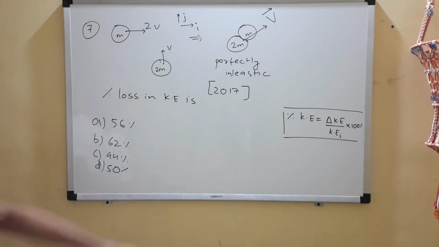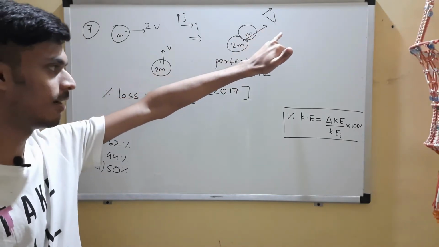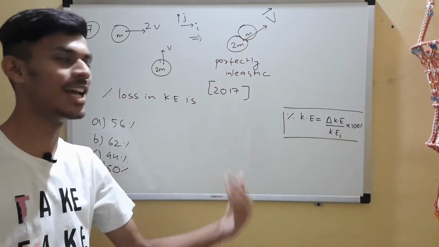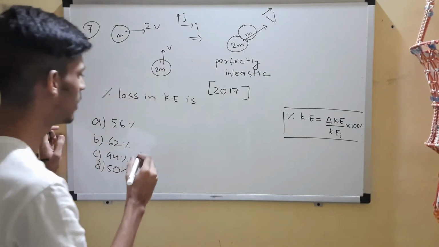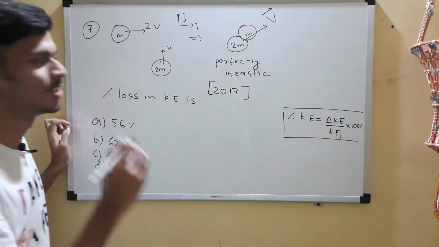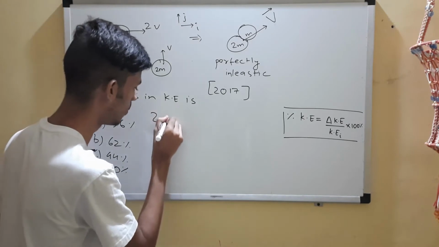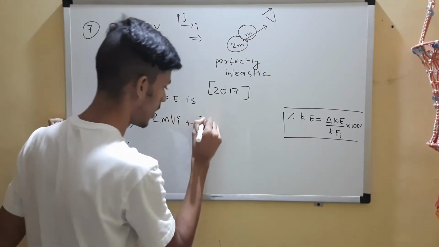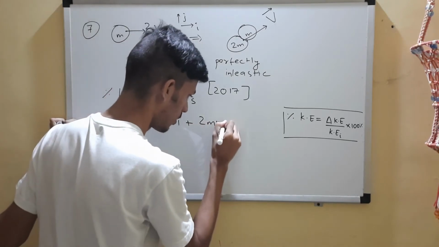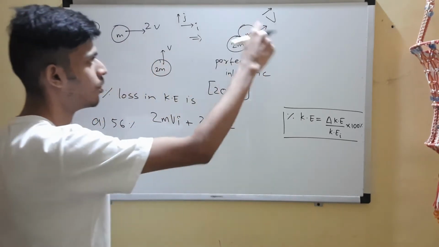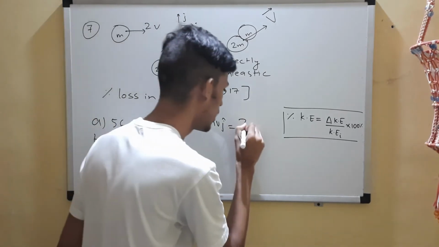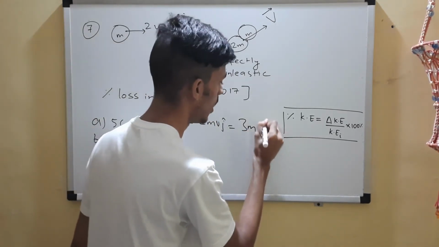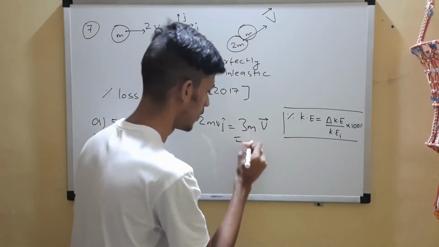So first of all, we need to find this v bar, right? Why? Because we want the final kinetic energy. So let's find that. How will we do that? Conservation of momentum. So initial momentum 2mv i cap plus 2mv j cap will give us, now this moves together as a system, 2m plus m, 3m into v bar. So we have to find that v bar.